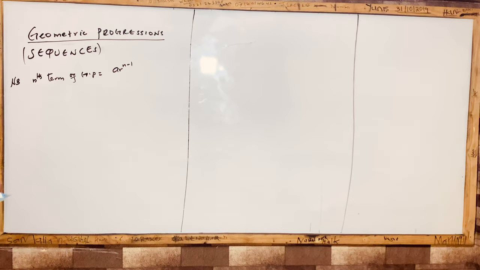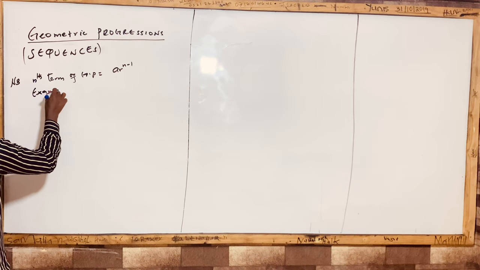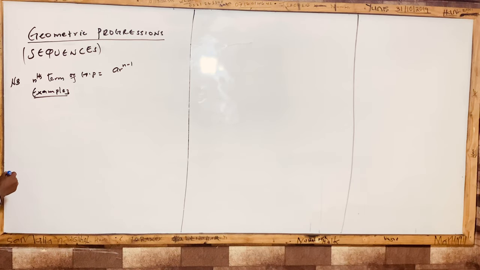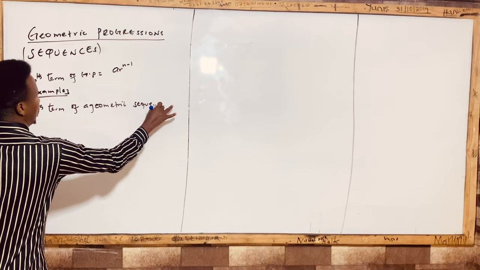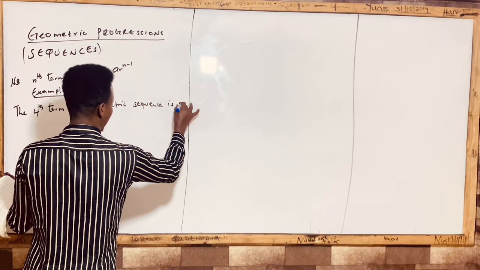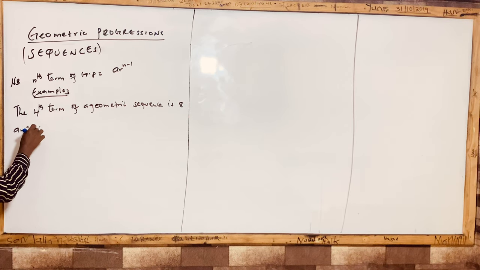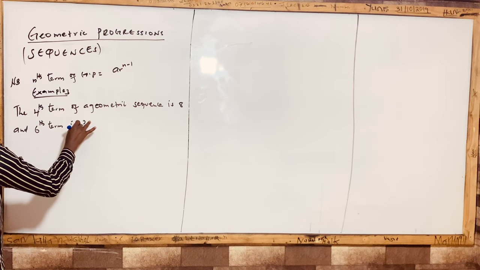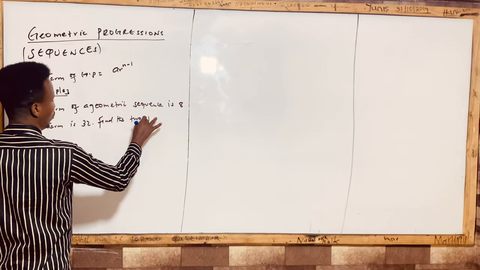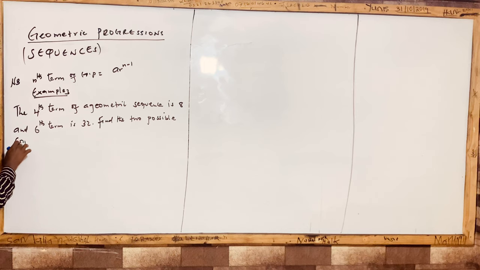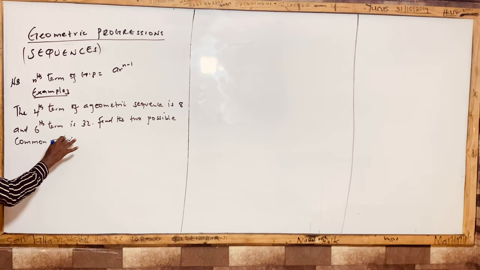Example 3: the fourth term of a geometric sequence is 8, and the sixth term is 32. Find the two possible common ratios.